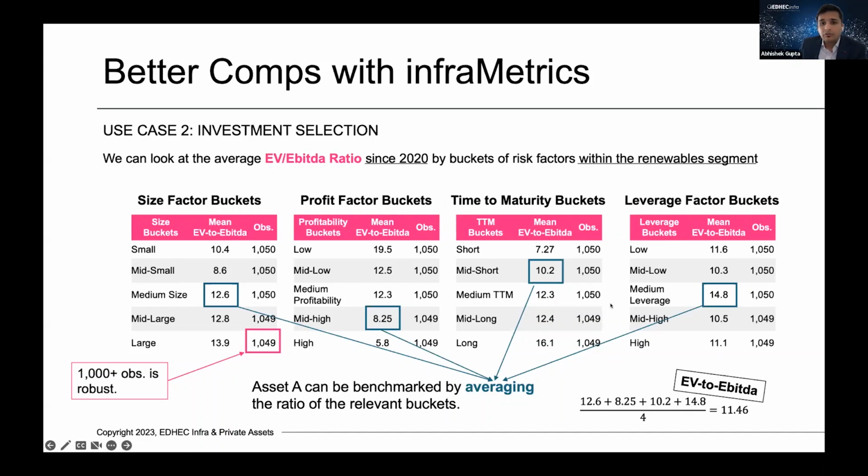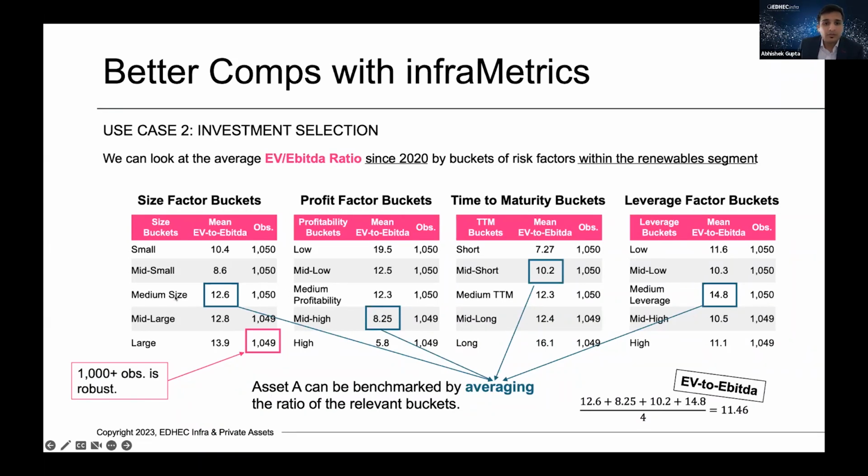Now, what you have to do, if you are comparing an asset A against such a data set, is first note how many observations you get. Here you have 1,000 plus observations, so the data is quite robust to compare asset A against these buckets. And second is to map asset A: which bucket does it fall under within each of these categories?